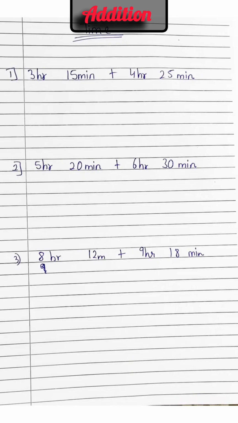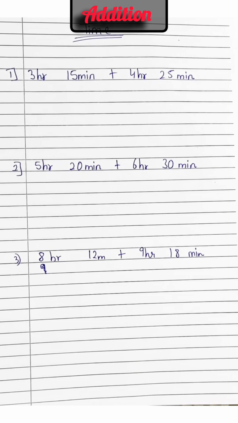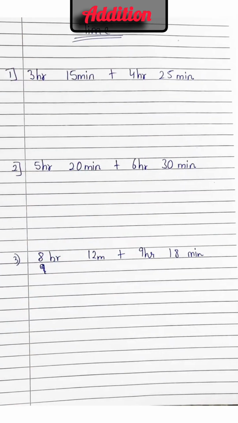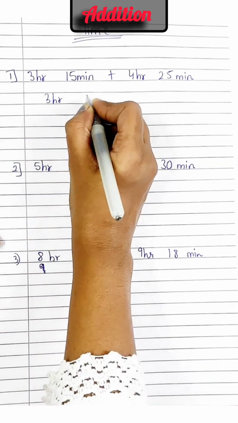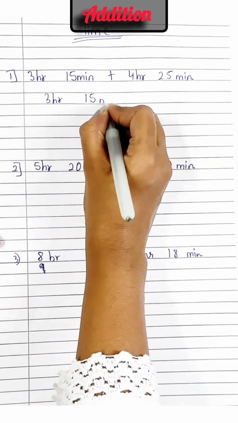Today we are going to learn mathematics. In mathematics we are going to learn times. Now here I have written some questions related to times. Let us solve it. 3 hours 15 minutes.